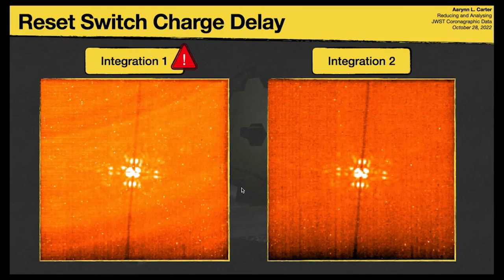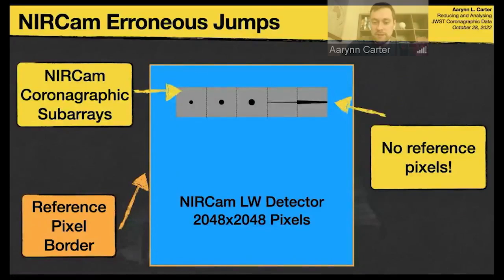Okay, so a couple of ways to handle some of these issues. The NearCam erroneous jumps, I'll dig into these a little deeper. I mentioned them earlier as kind of these pock marks. What we know is the NearCam coronagraphic subarrays, these images that we take with the coronagraphs, happen in the middle of the NearCam detector. So they're not near any of this reference pixel border that NearCam has.